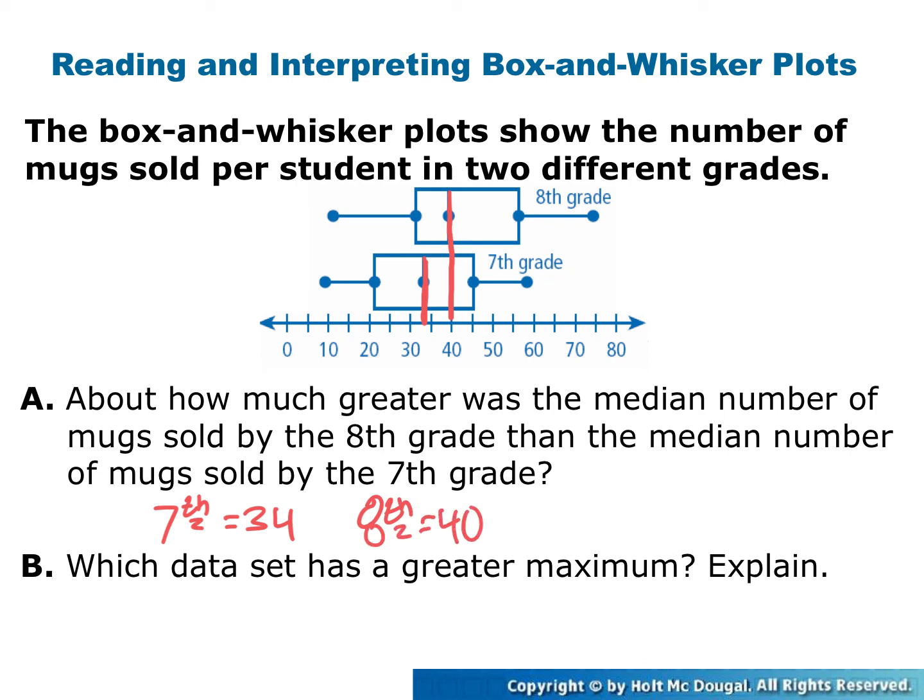Well, to find what the difference in those is, what do you think you're going to do? Subtract. 40 minus 34 would be 6. So the difference in the median number is about 6.